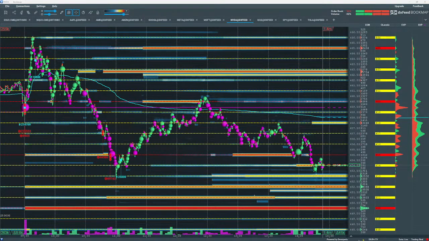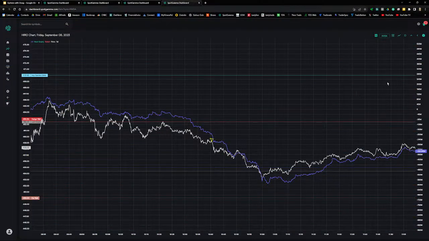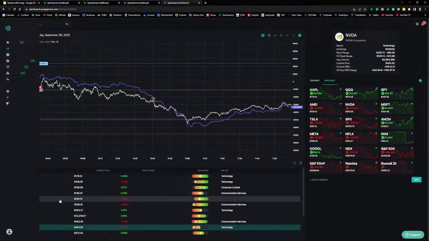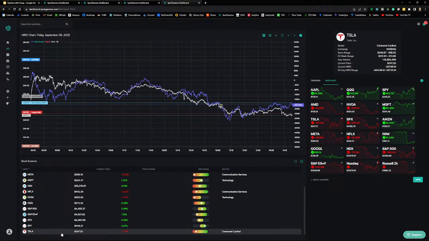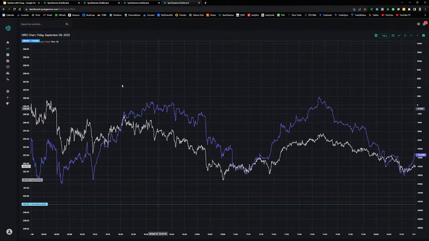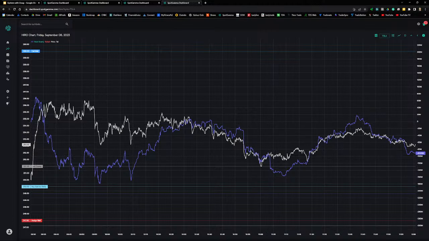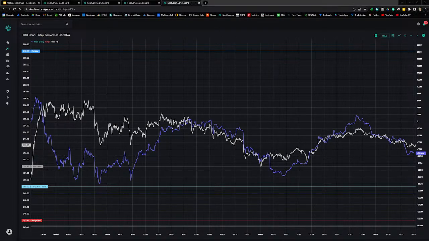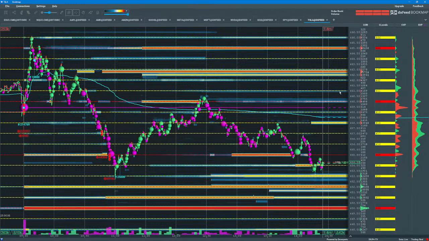All right, let's go back to the list. Next was Tesla. Hero signal a little bit choppy this morning, but definitely bearish after the first few minutes. Short setup took a while to play out. Let's go to Bookmap for Tesla.